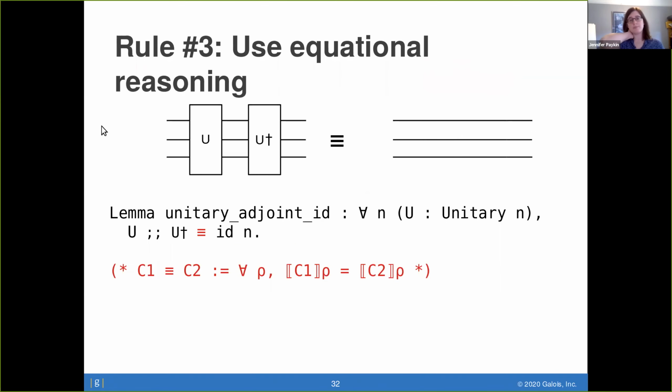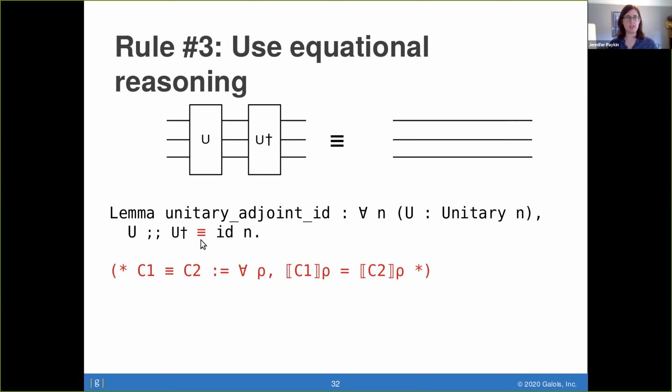Right, so the third approach to reasoning principles is to define some equational reasoning properties. So for example, if we have any circuit that has a unitary operation followed by the unitary's conjugate transpose, the conjugate transpose of the unitary is always its inverse. And so I can always reason for any such unitary, if we apply u dagger after u, that's going to be the same thing as the identity. The theorem that I've written here says exactly that.